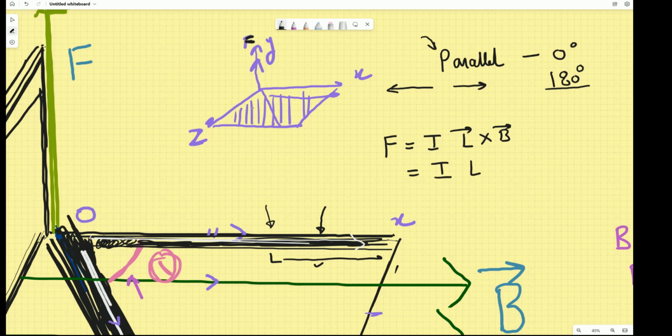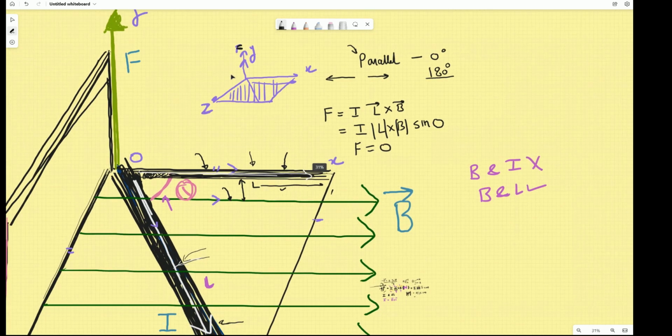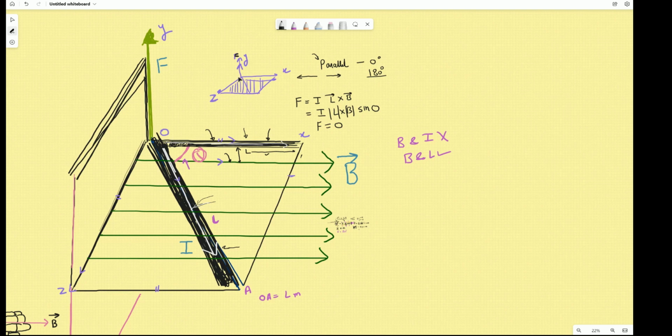So I, L, B magnitude into sine of 0. What is sine 0? Equal to 0. And this is what Dimpi saw, that the force experienced when the current carrying conductor is kept parallel to the magnetic field and the angle between them is 0. Parallel means 0 degree. The force is 0. Then what Dimpi saw? Then Dimpi did one thing. Dimpi kept the wire perpendicular to the magnetic field. So let me draw the wire perpendicular to the magnetic field now. So let's draw it. So this is perpendicular, right? You can see the angle here is 90 degrees.